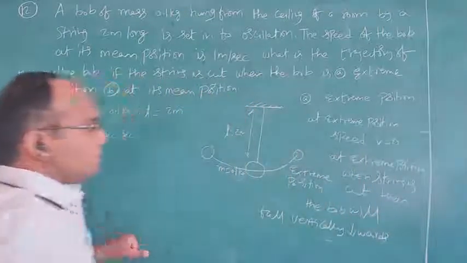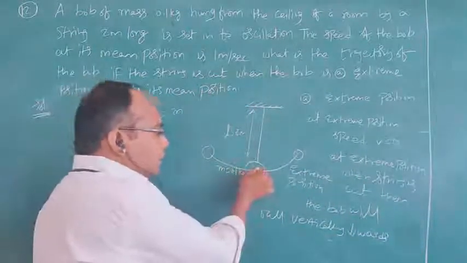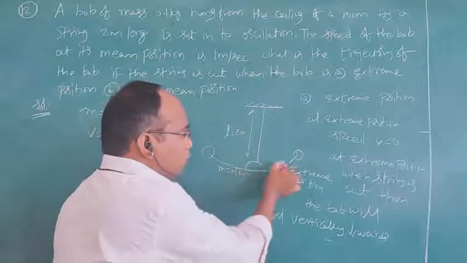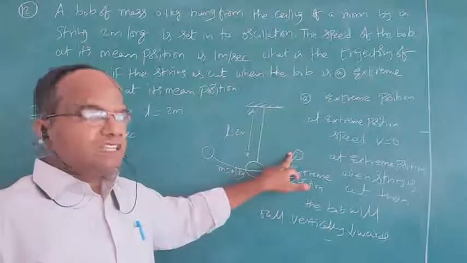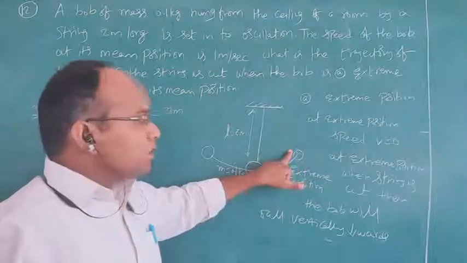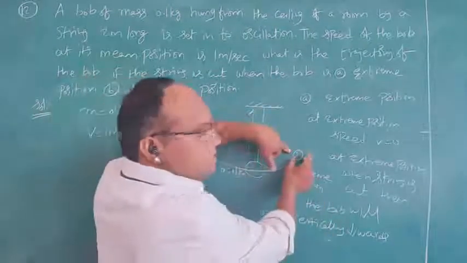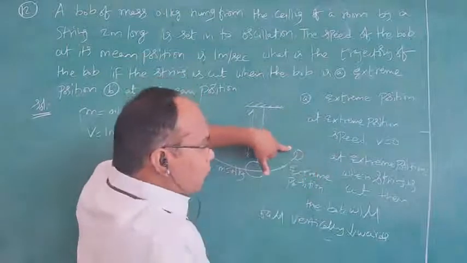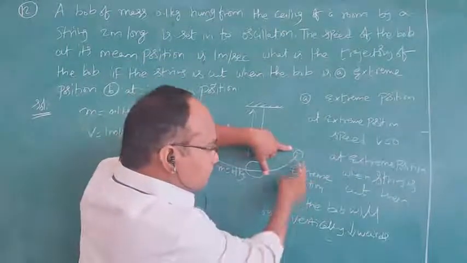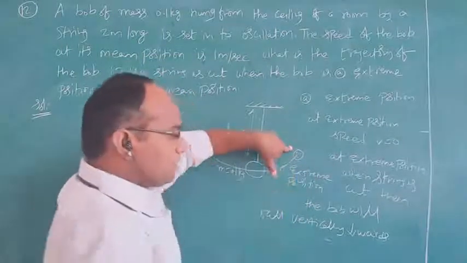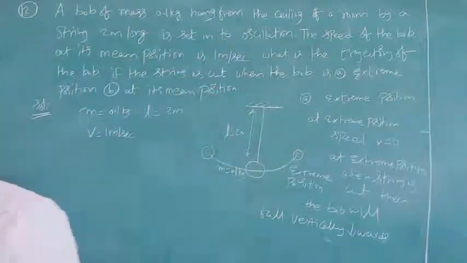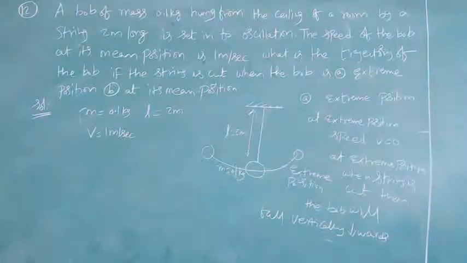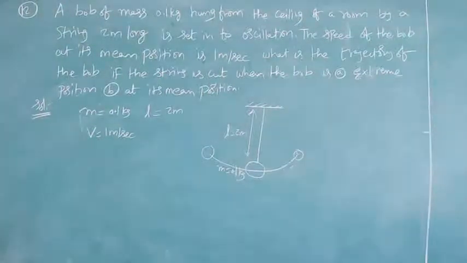So this is the thing. Why? Because when the object or bob is moving to and fro, at the extreme position, what is happening? Its speed is 0, and suddenly when it falls, what happens? The object will fall downwards. So the bob will fall vertically downwards. Okay, so this is the first bit.